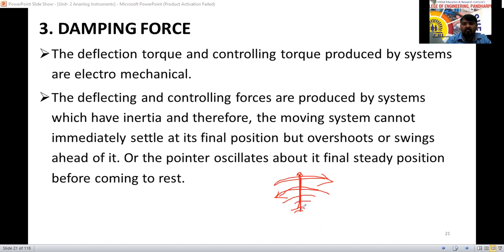So this problem we have to avoid now. For that reason, some damping force we have to produce here. Whatever oscillations are there, the movement to and fro, we are going to call this overshoots and bringing back. It may overshoot the value, and it will swing back to the original value. These we are going to call oscillations. To avoid these oscillations, some damping force is required. That is what we are going to discuss in this class.